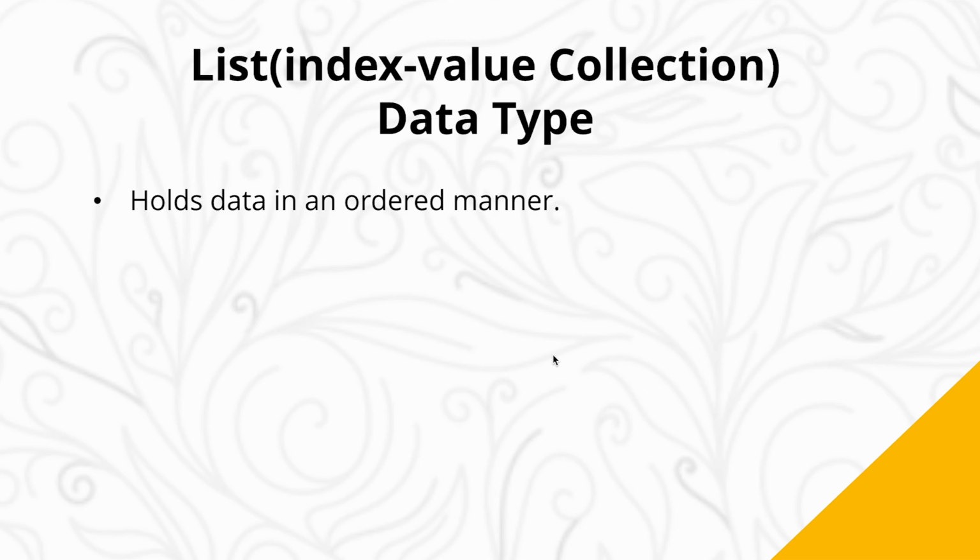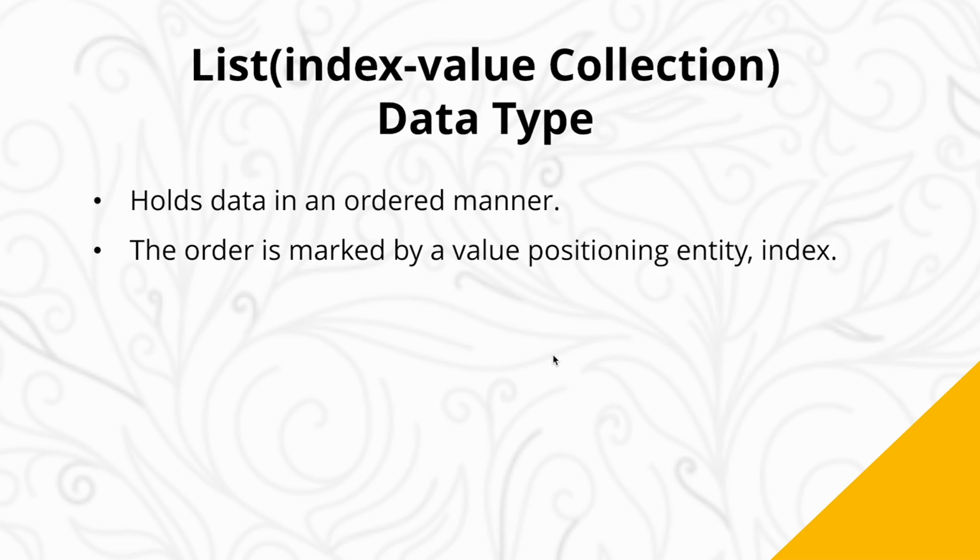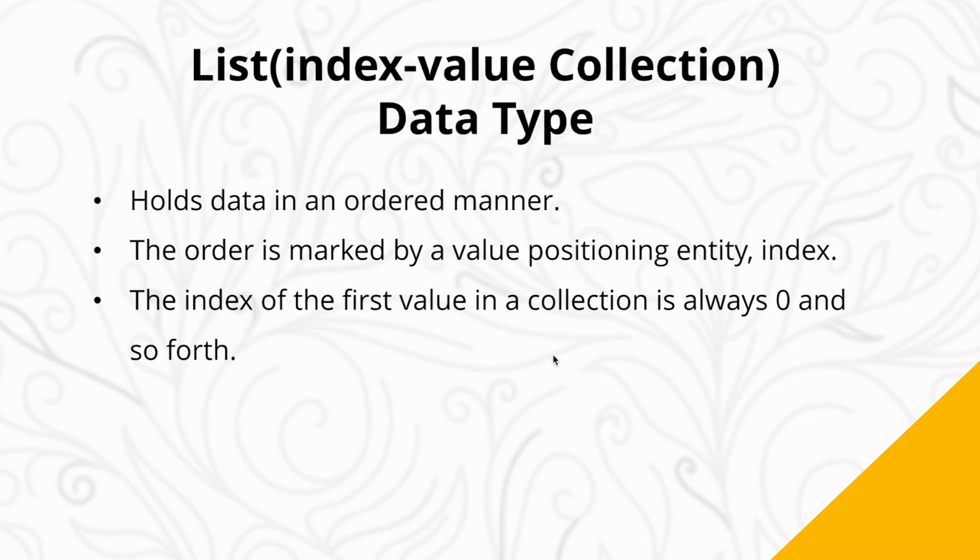Okay, so the list data type is actually index valued. So it is ordered in manner, and every order is marked by the positioning entity which is called as index. Okay, so the index of the first value is always 0. So let us say there are 10 elements in a particular list. So the first index is always 0. So when we take the length of the list, it is 10, but the last element of that list contains the index of 9, because the index always starts from 0 in the list.